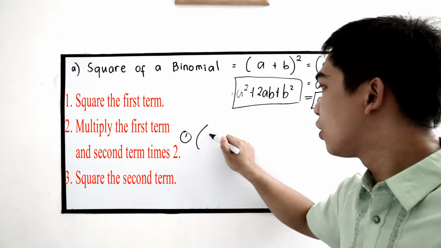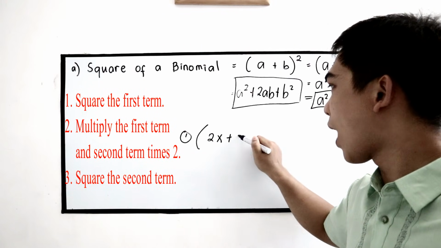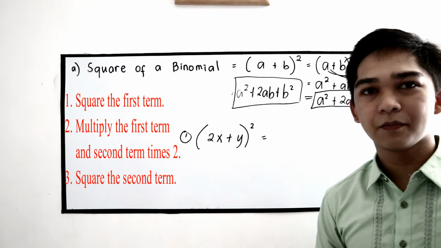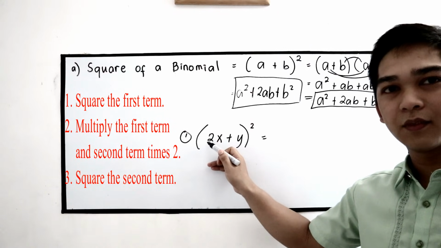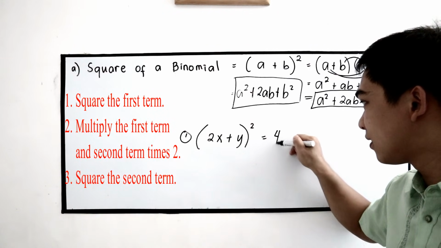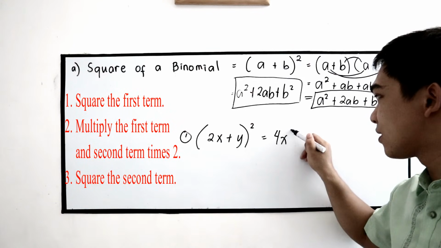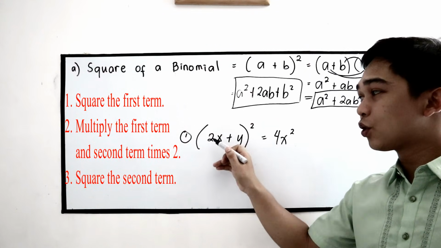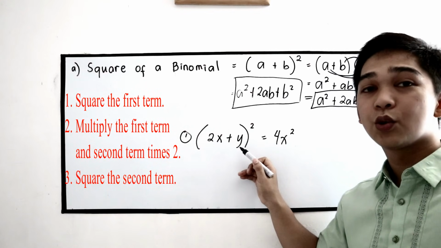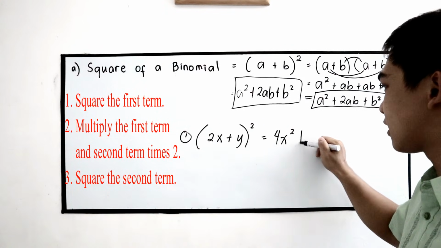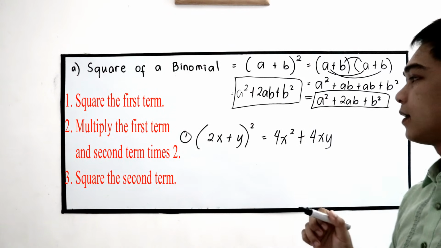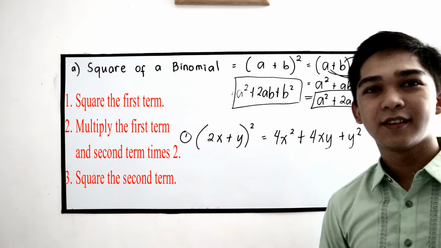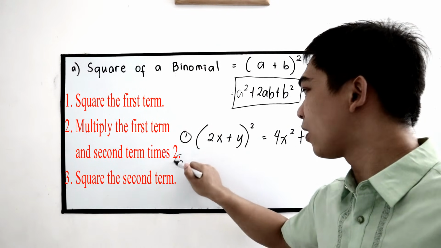What if we have 2x plus y squared? Let us use the shortcut. Square the first term. So 2 squared, that is 4. Square x, so that is x squared. Next, multiply the first and the second term. 2x times y, 2xy times 2, that is positive 4xy. Then square the second term, plus y squared. Did you get it?